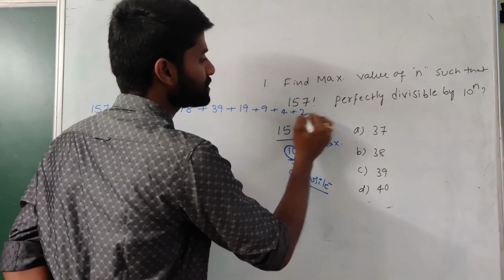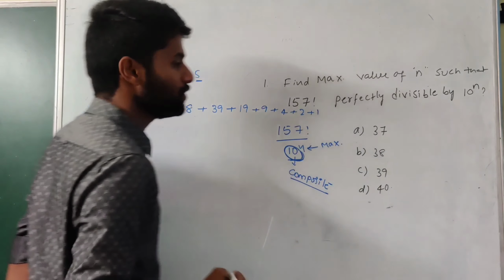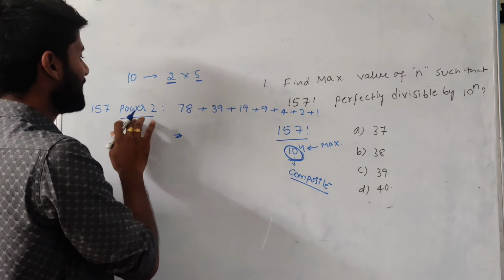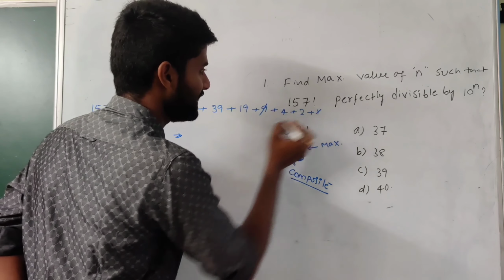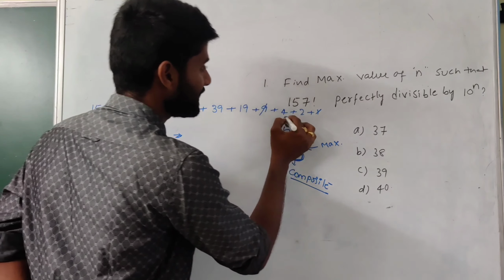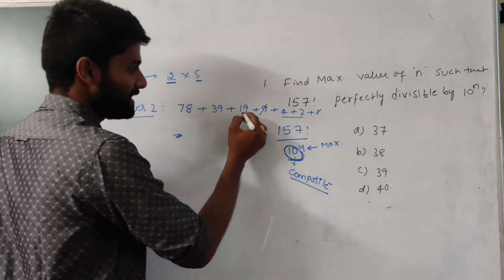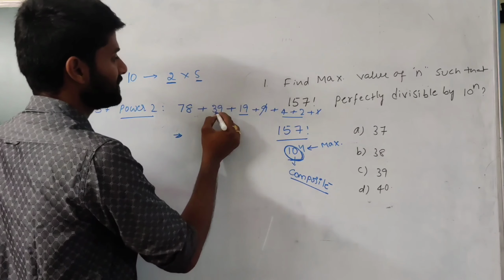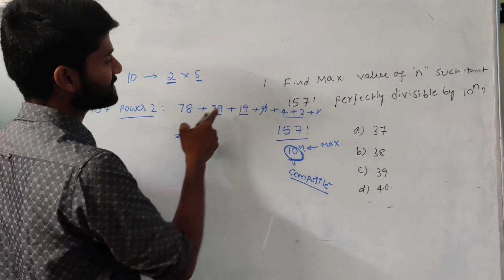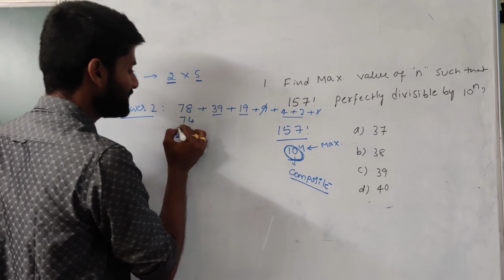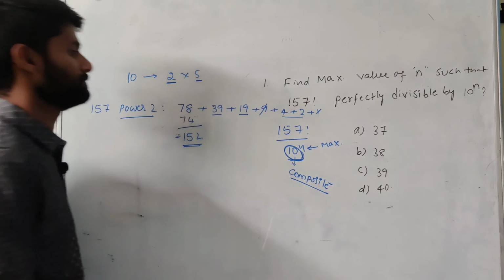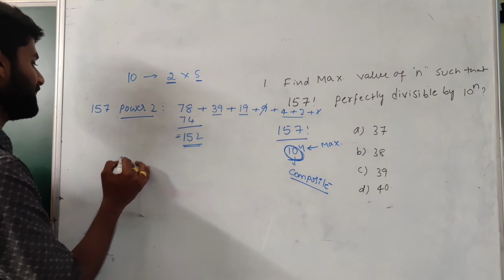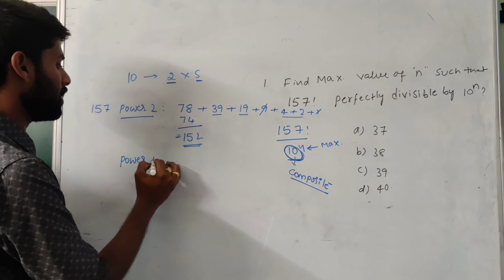And 4 divided by 2 is equal to 2, and 2 divided by 2 is equal to 1. It means the total maximum power of 2 in 157 factorial, just go with the calculation: 78, 39, 19, 9, 4, 2, 1. 78 plus 39 is 117, plus 19 is 136, plus 9 is 145, plus 4 is 149, plus 2 is 151, plus 1 is 152. The value is exactly equal to 152. Clear?